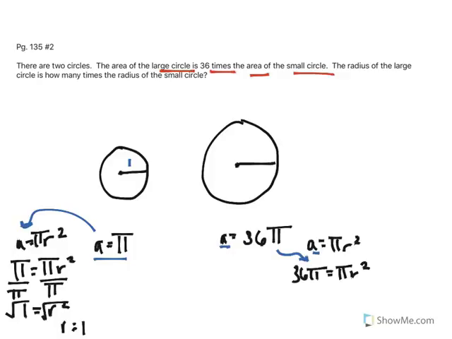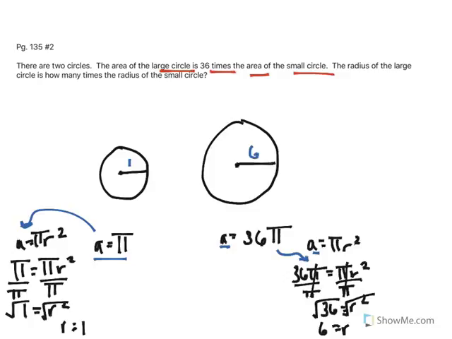I'm going to divide both sides by pi. Pi cancels. We get 36 equals r squared. I square root both sides to get rid of the square, and I get r equals 6. So the radius of the large circle is going to be 6.